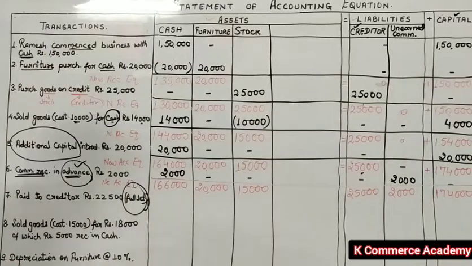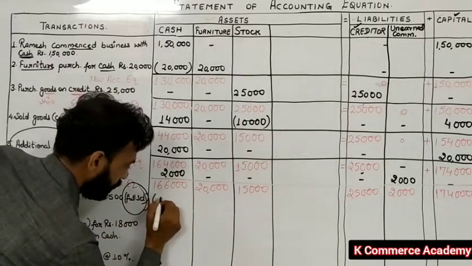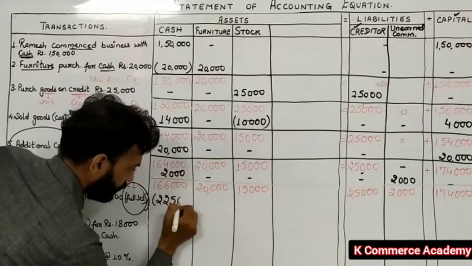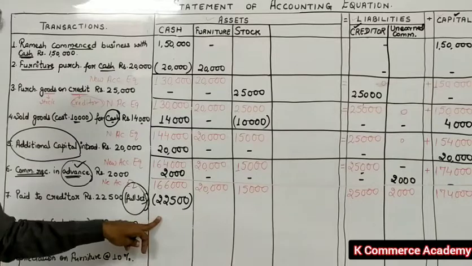Fine. So we were moving on the transaction number 7, that is paid to creditors rupees 22,500. आपने 22,500 पेमेंट किया क्रेडिटर्स को, तो आपको कैश में से 22,500 क्या करना है? लेस करना है. लेस करना है, इसलिए हमने उसके आगे ब्रैकेट लगाया है.